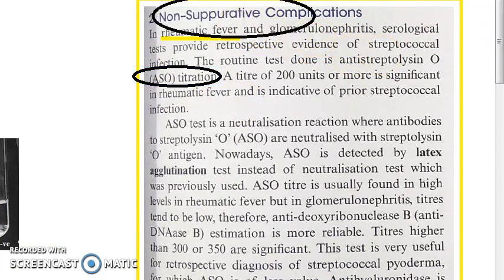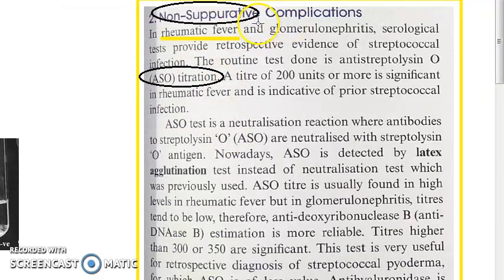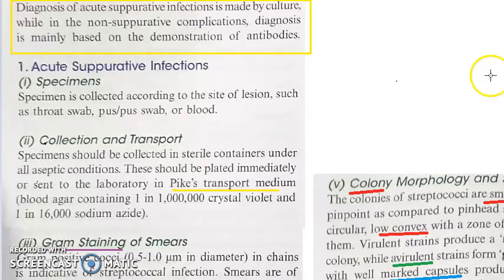So for non-suppurative complications, we will do what? ASO titer. We will come to the details of this later. First of all, what are you going to read? You are going to read the acute suppurative complication, how to do lab diagnosis, okay?